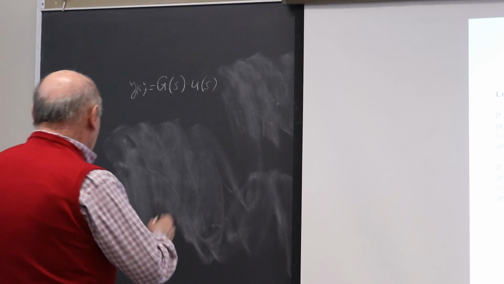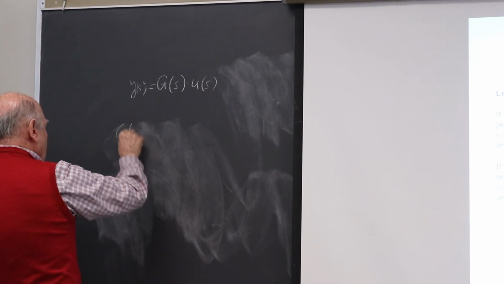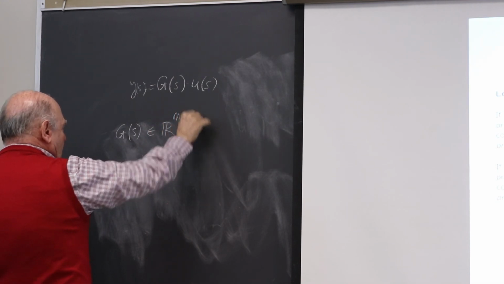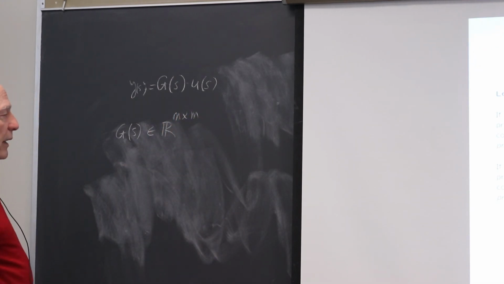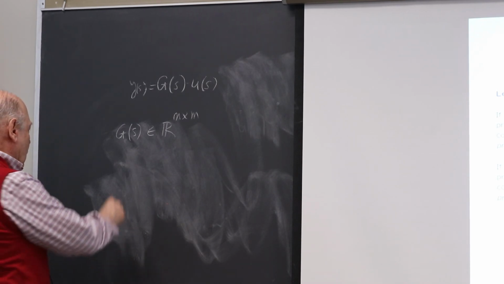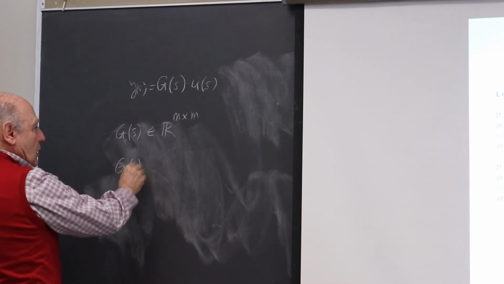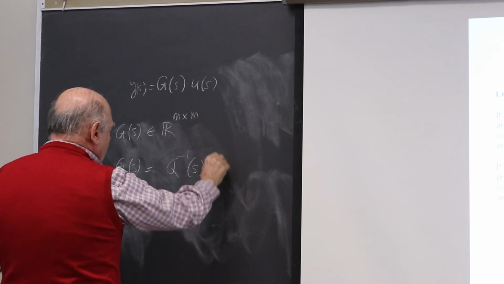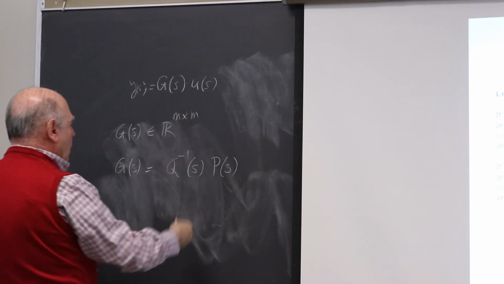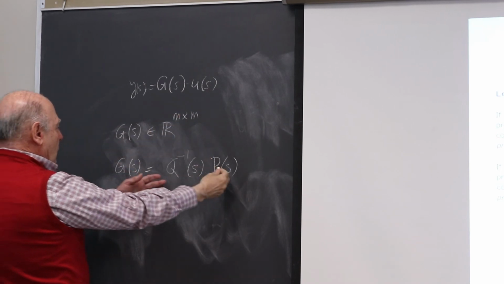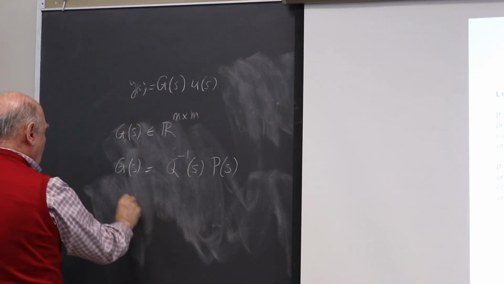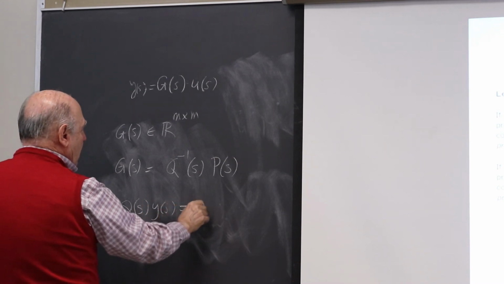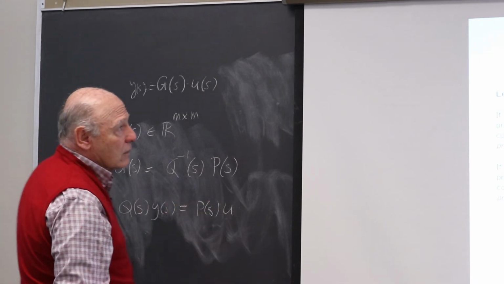Now, if that square matrix G, let's say that it takes values in the space of n times m matrices. If you can put this G, you can factor this G as Q inverse P. Of course, you get back a polynomial representation, because when you substitute this there, you get QY equals PU. Was that the same I was using?